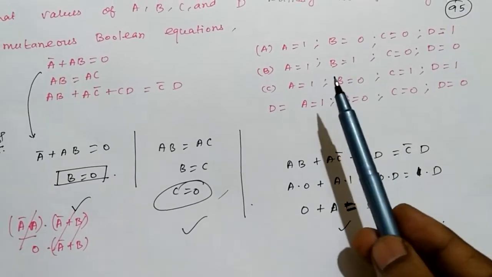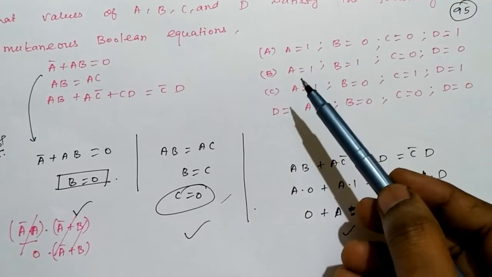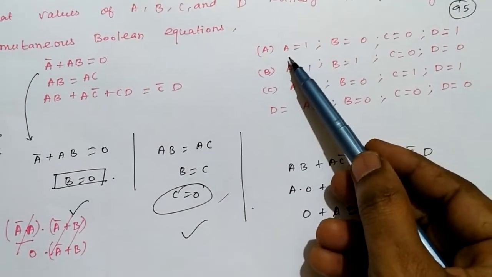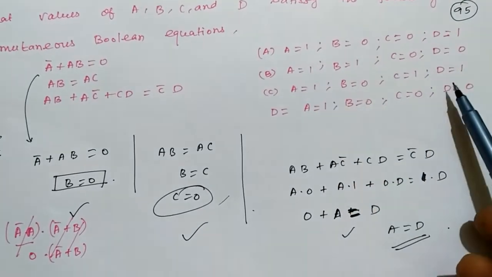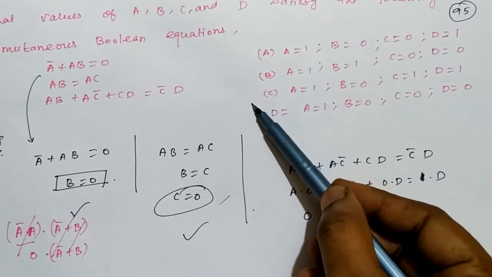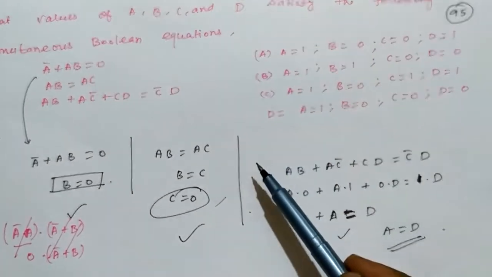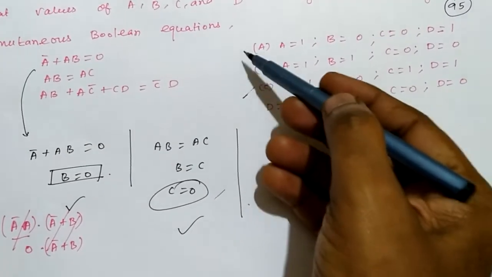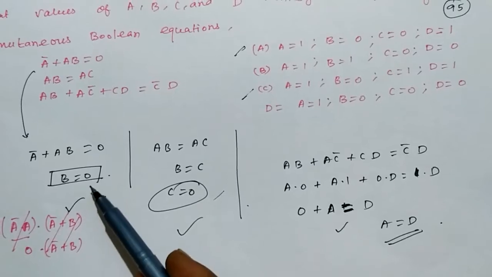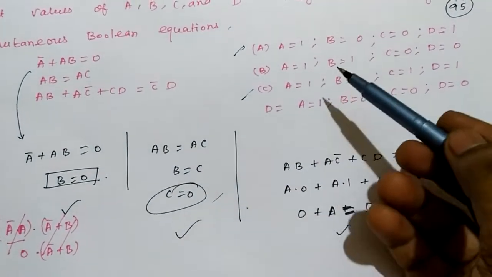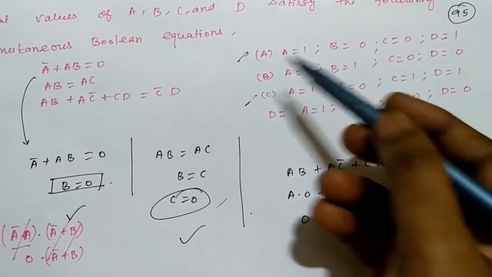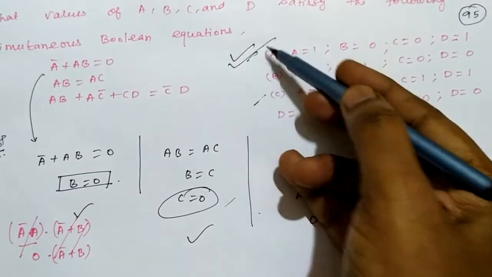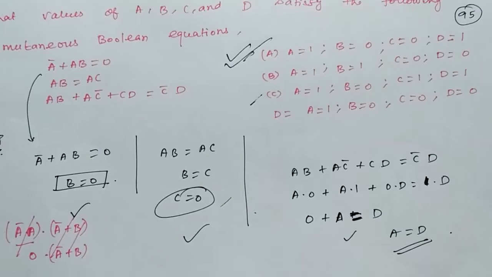So see the equation, A is equal to D, we have two cases. A value is 1, D value is also 1. So the choices can be shortlisted to A and C, but B and C values are 0. So B and C values are 0 at this place only. So the answer for the given problem is A.